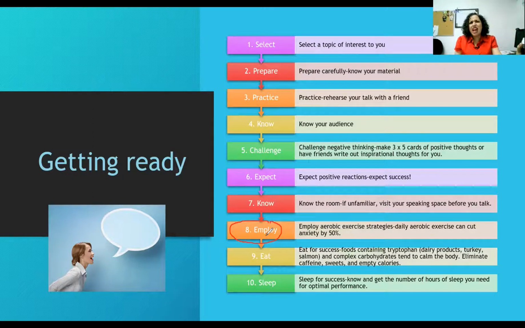Number eight, employ. Here's one of the nice things to do. Employ aerobic exercises strategy daily. Aerobic exercises can cut anxiety by 50%. This is very nice. This is about exercising, working out. This might not be directly related to your talk, to your audience, but it's related to your body. You need to keep your body healthy, managing your breathing. When you do aerobic exercises, you teach your body to control your breathing. Even when your heart is speeding, when your heart is pounding very fast, you can still manage to lower those heartbeats thanks to those exercises.